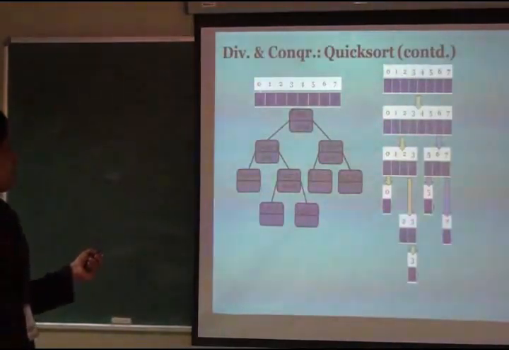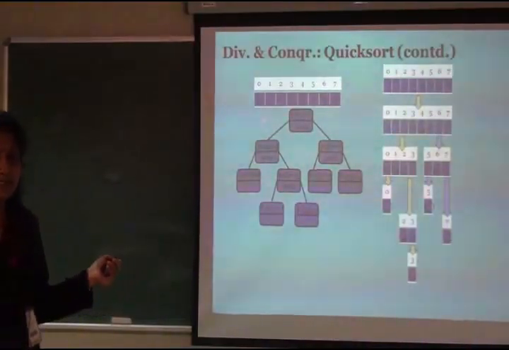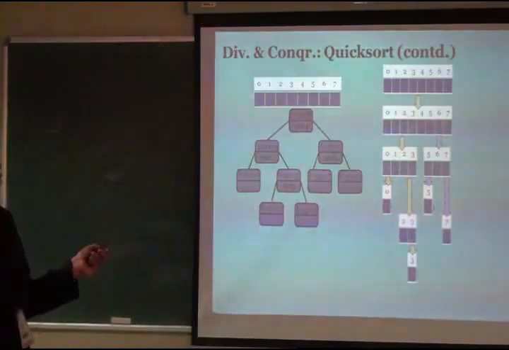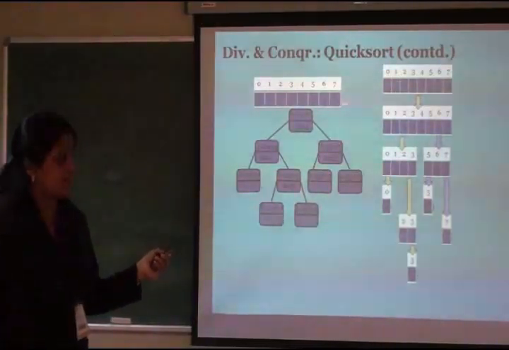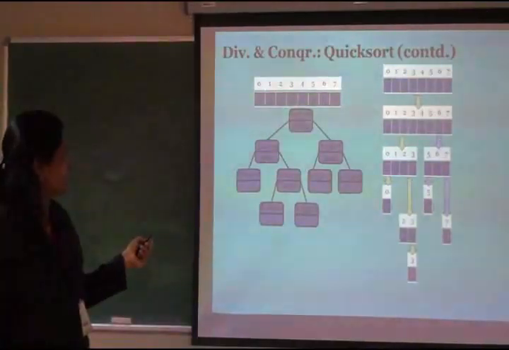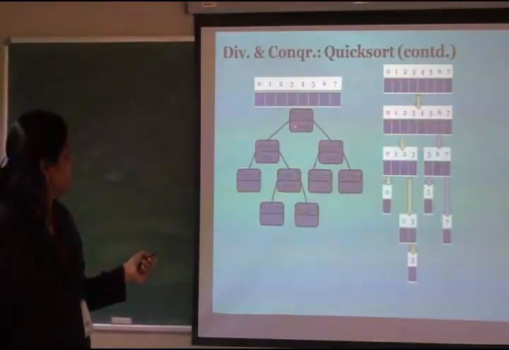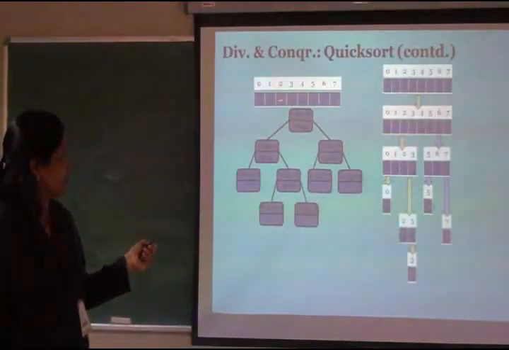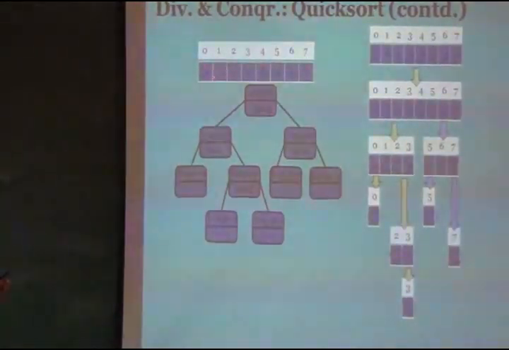Look at this example. How many elements are there? There are 8 elements in this array, indexed 0 to 7. The elements are 5, 3, 1, 9, 8, 2, 4, 7. Here the left index value is 0, the right index value is 7, and the middle value is equal to 4, because 8 will be divided into 4. This is equal to 4.